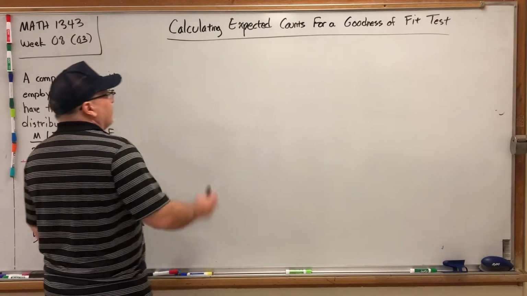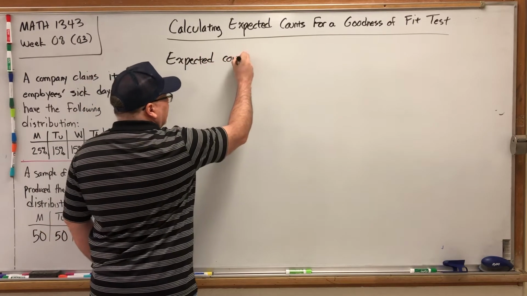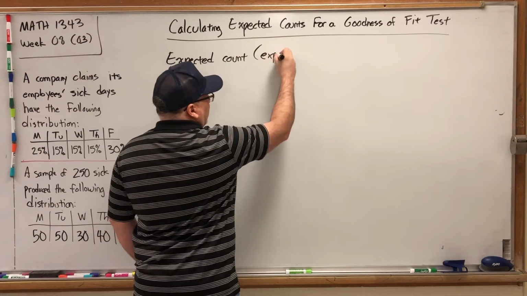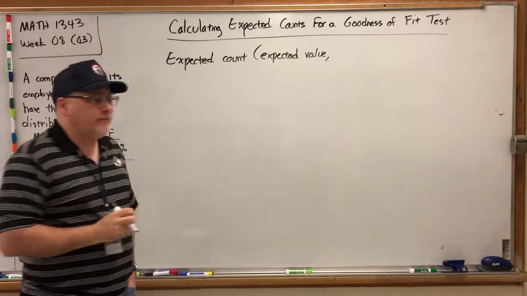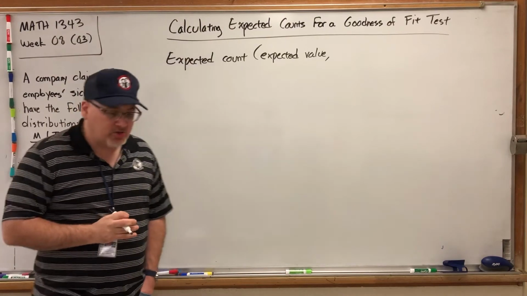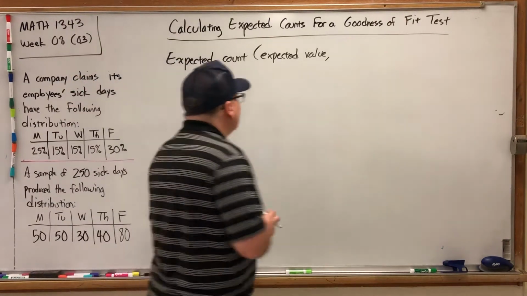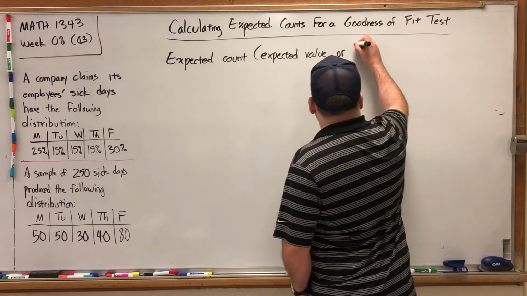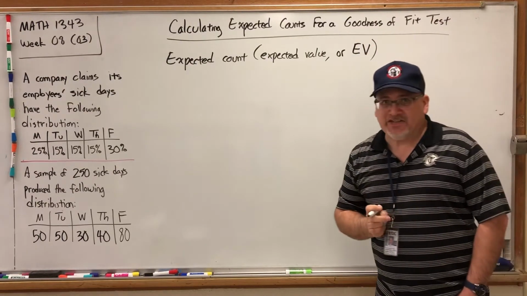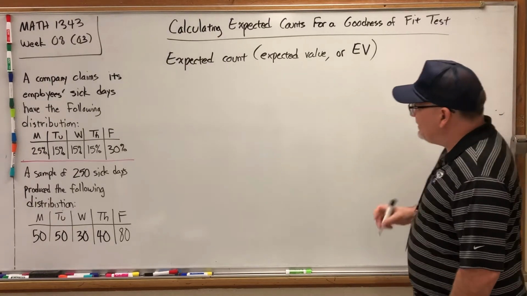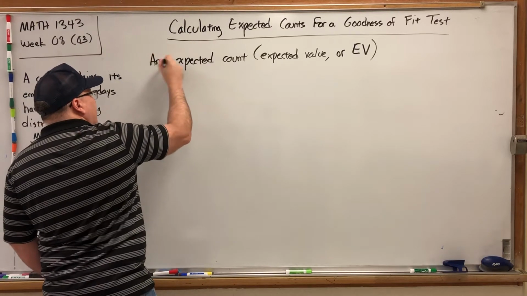Now there's another phrase for expected count: expected value. I actually prefer the phrase expected value. I'm just using the phrase expected count to be consistent with the optional textbook for my class. But I'm going to use expected value because its abbreviation, EV, is a very common abbreviation for expected count or expected value.